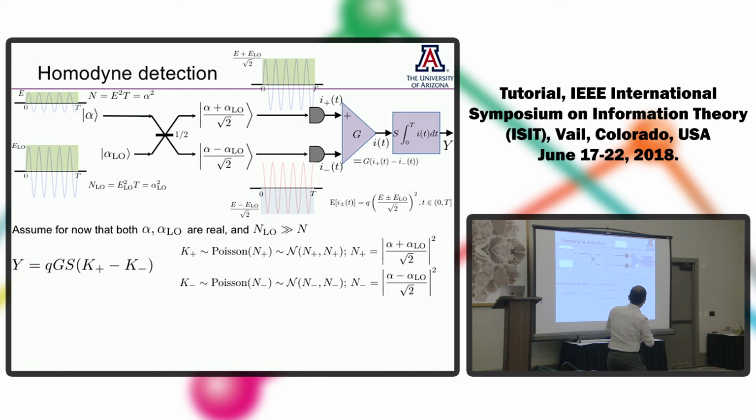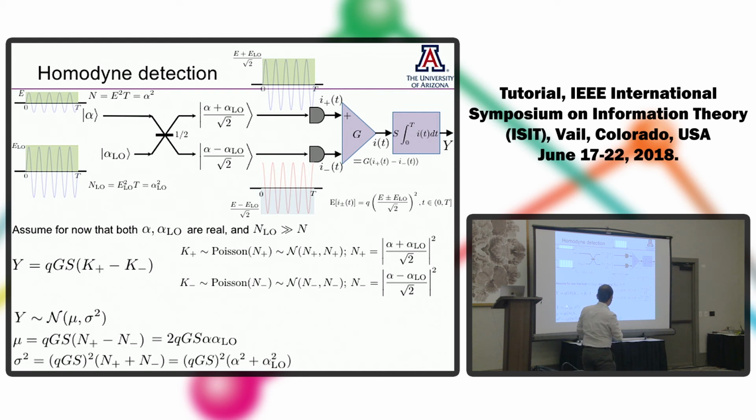And G is some gain in this difference amplifier, S is perhaps some other gain you may have in that integrator, but you can ignore G and S, you can even ignore Q for any practical purposes. So the output is simply a difference of two Poisson random variables. But then this alpha LO is much larger. So you can actually prove that in the limit that alpha LO is very large, this difference gets closer and closer to a Gaussian random variable. The mean and variance are very simple to calculate.